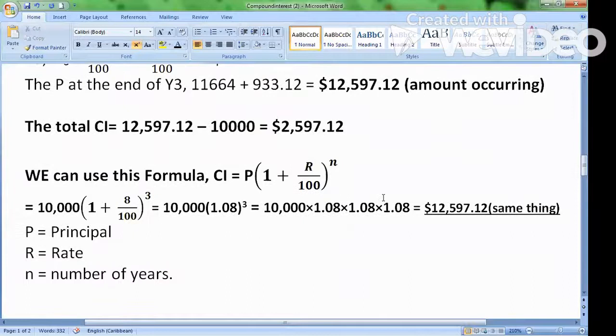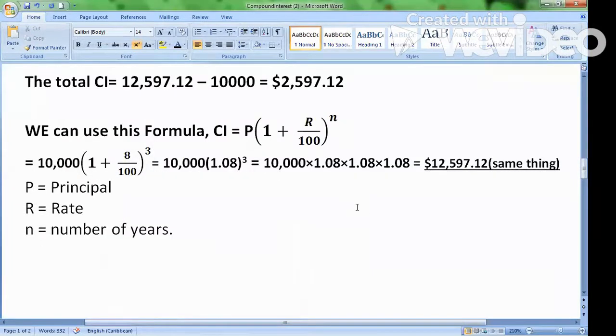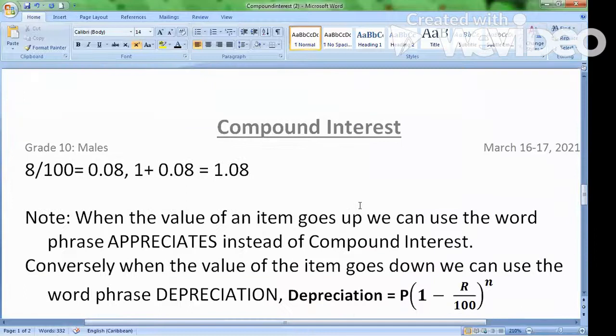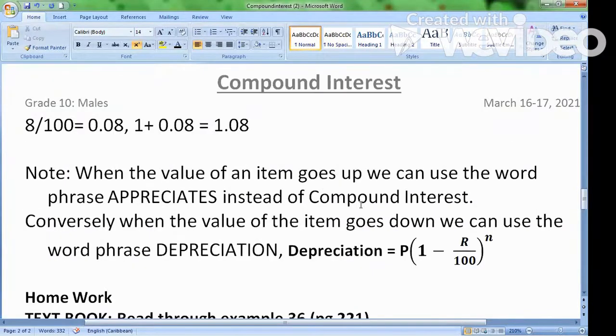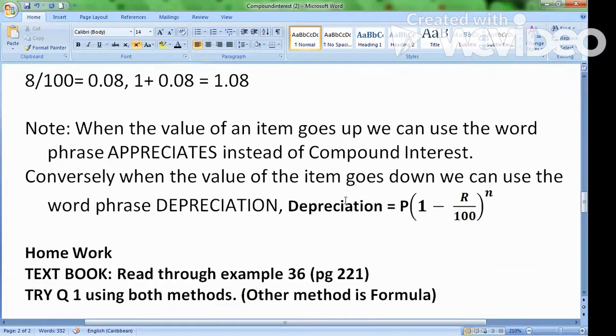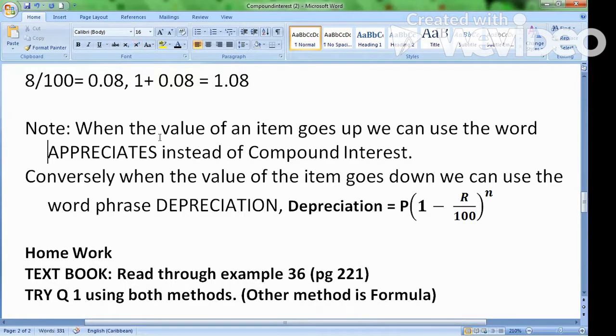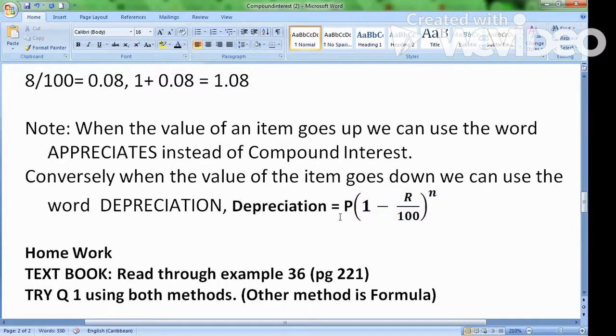All right, so I'm suggesting to you guys to use the formula. So look here. Note, when the value of an item goes up, we can use the word, not word phrase, appreciates instead of compound. So sometimes they interchange these two words. Conversely, when the value of the item goes down, we can use the word depreciation.